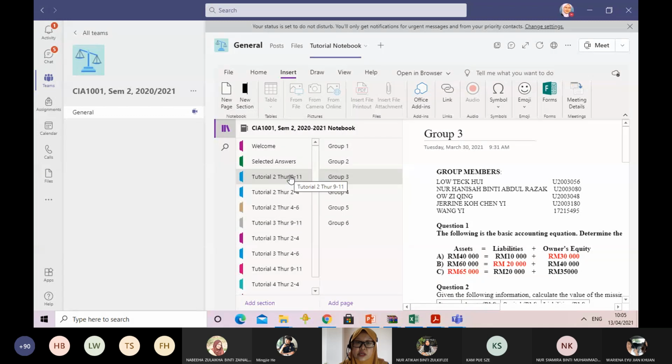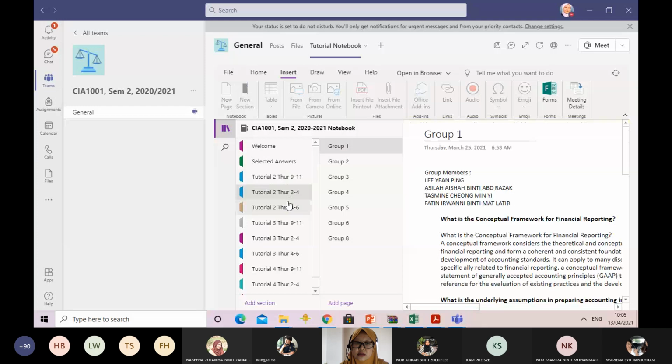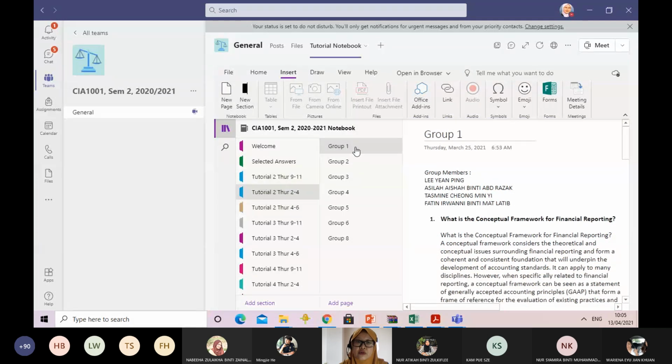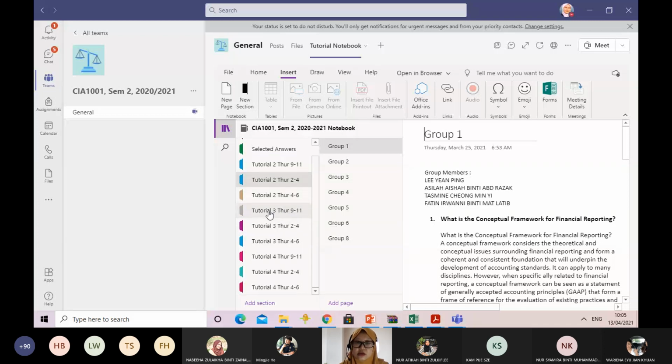So tutorial 2 is for group 1 and group 2. So group 3 to group 8, can you please delete your answer from here and put your answer to the tutorial that I have assigned accordingly. Okay, so tutorial 3 is for group 3 and 4 and tutorial 4 is for group 5 and 6. So can you make sure to properly move the answers to the tutorial.